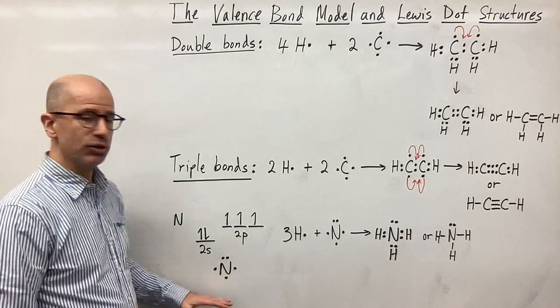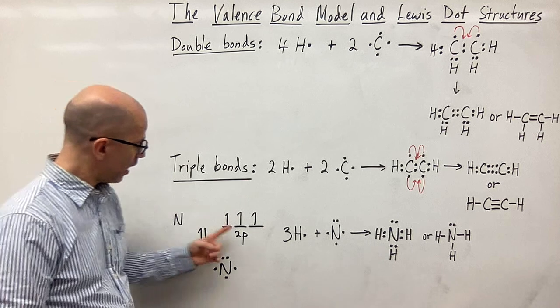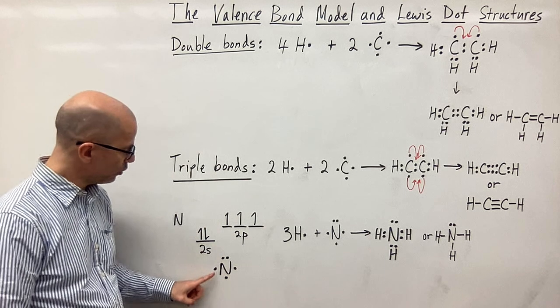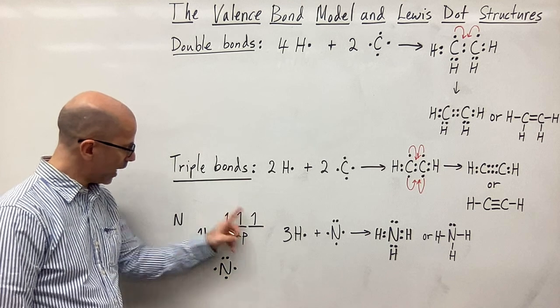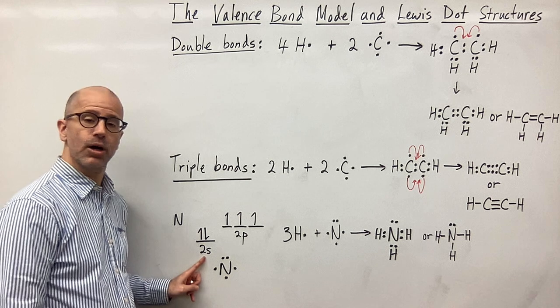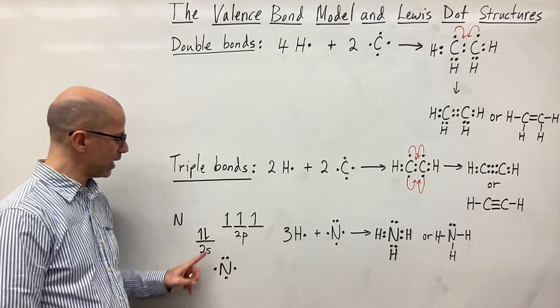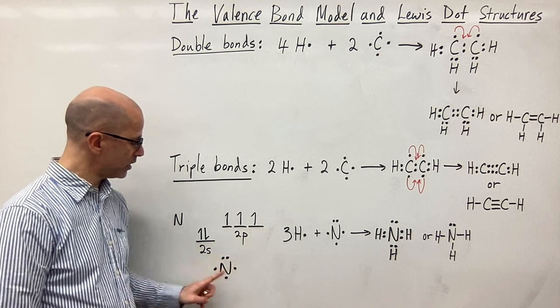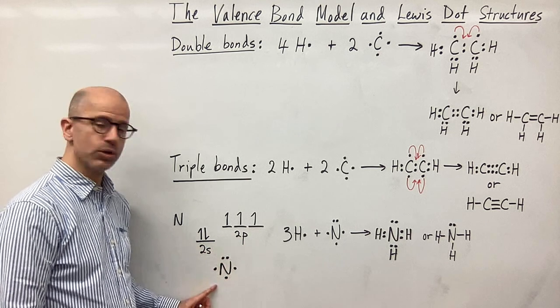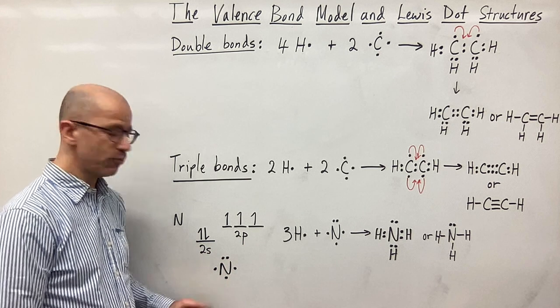Now, what about nitrogen? Here we have nitrogen. If you look at the orbital diagram for nitrogen, it has a pair of electrons in the 2s and three unpaired electrons, and that matches with the Lewis dot symbol that we drew before.